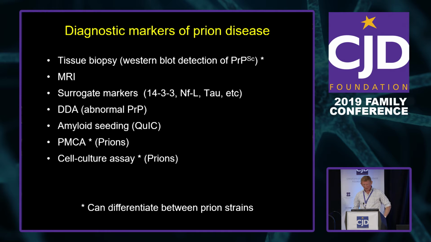And in terms of diagnostic markers of prion disease, Western blot detection of PrPSc has been around a long time and is a very robust method. Richard, again, has described these things. MRI is very good these days.